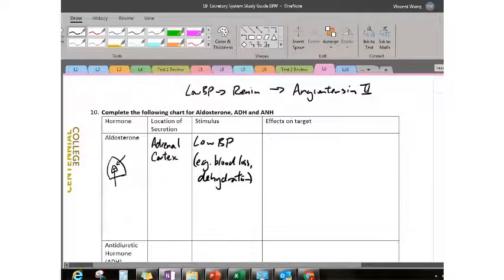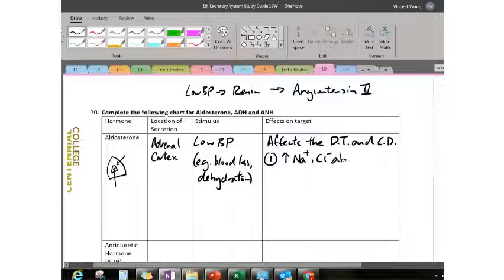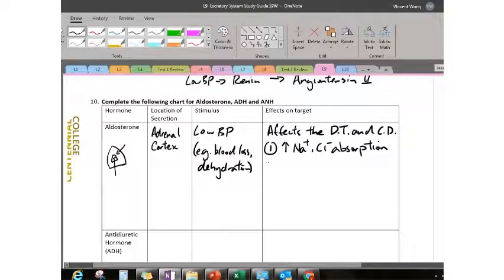Once you release aldosterone, it's going to have the following effects on the distal tubule and the collecting duct. So number one, it will increase NaCl absorption. This means it will take the NaCl from the filtrate in the DT and CD and take it back into your blood. And because you absorb NaCl, water is going to follow, so increased water absorption. This happens through osmosis.